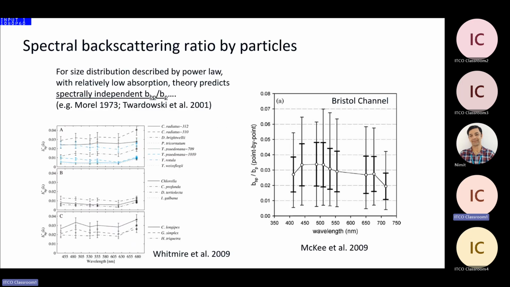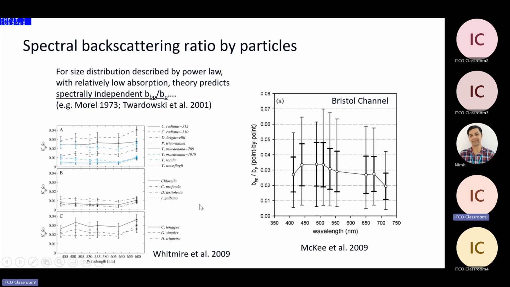Okay. These are just things that I think would be good for you guys to know. Backscattering ratio, we talk about spectral shapes. For size distributions described by a power law, which again is typically a very good first order assumption with relatively low absorption, theory predicts a spectrally independent bbp over bp, the backscattering ratio. And that's even been shown in a case where Amanda Whitmire looked at cultures of phytoplankton.